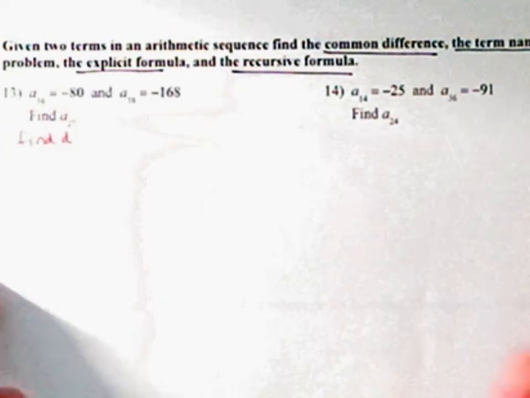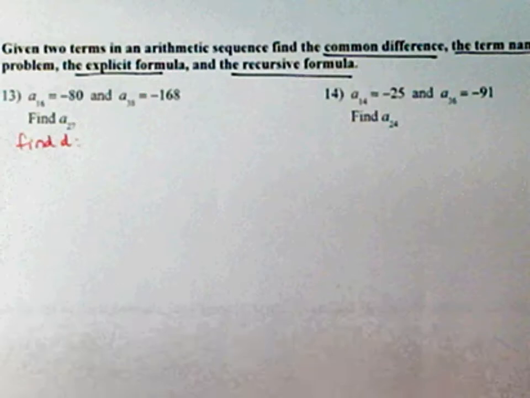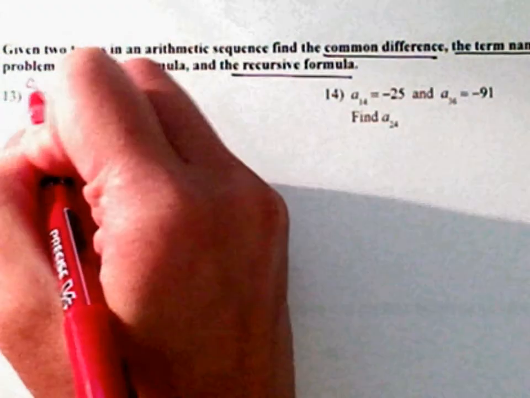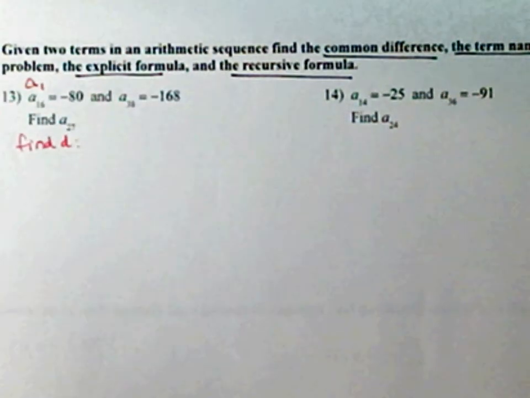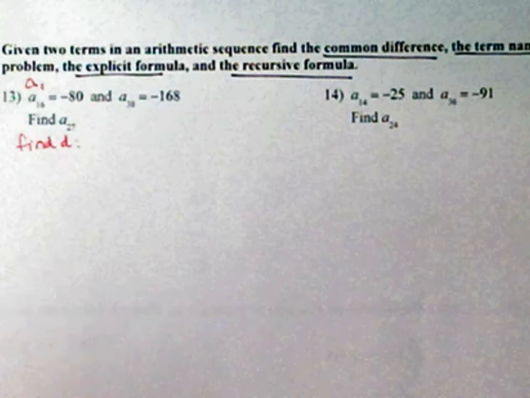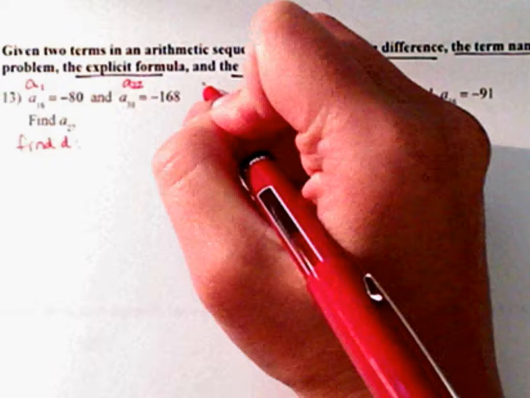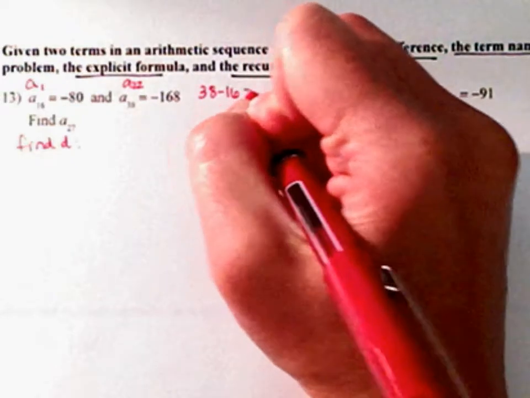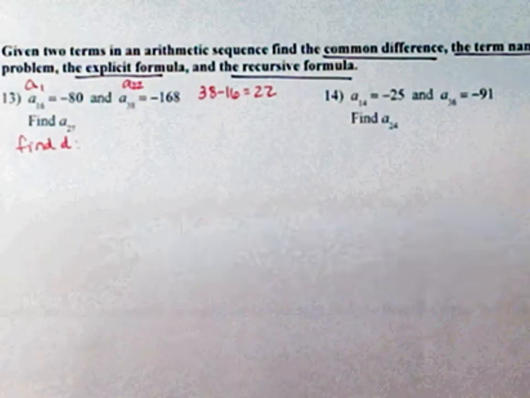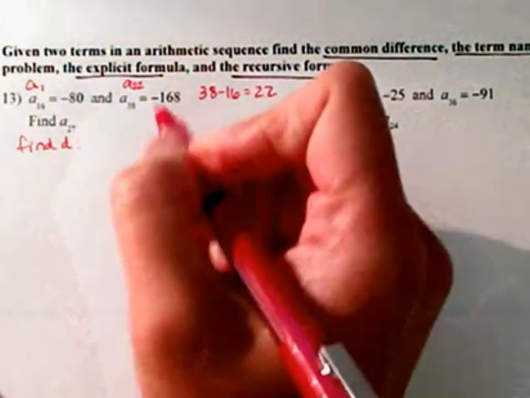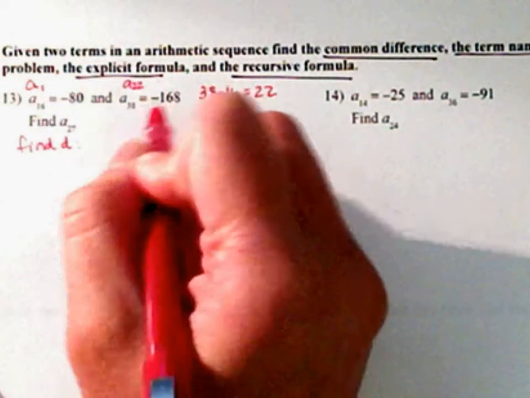Okay? To find D, this is what you're going to have to use. Go ahead and make that one a of 1. And this one is a of 22. And how did I get 22? 38 minus 16 is 22. Okay? So to find D, I'm going to plug this in as my 22nd term.